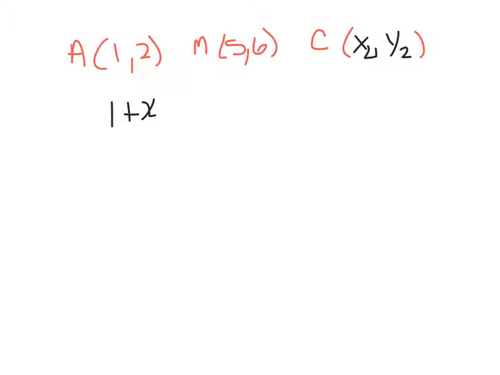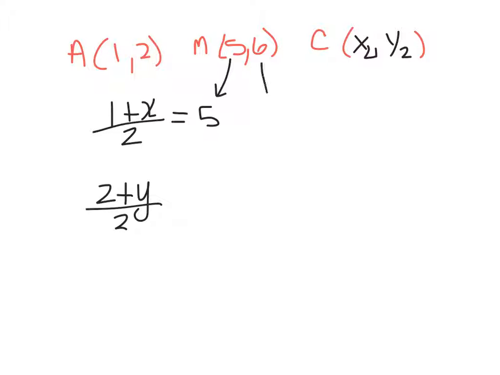So 1 plus x2, divided by 2, would get us our midpoint x value of 5. And if you do the y's, you would do 2 plus some y value, y or y2, whatever you want to call it, divided by 2 will get us our y value of 6. And so we're just going to calculate these algebraically. So if I do this over here, to get rid of the divided by 2, I could multiply by 2 on both sides.